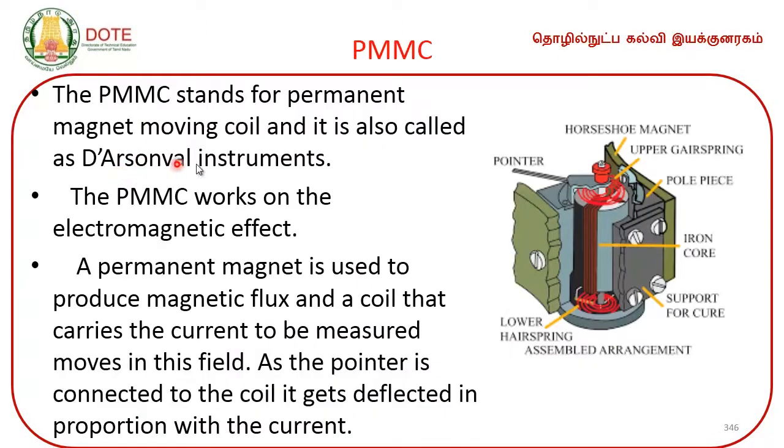So the ammeter and voltmeter we use in our laboratory are all basically PMMC, permanent magnet moving coil instruments. It is basically a D'Arsonval instrument. He is a scientist, he demonstrated it initially. The PMMC works on the electromagnetic effect, right? So now look at this diagram. Here you can see the internal structure of the PMMC instrument.